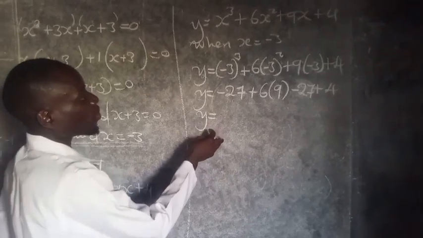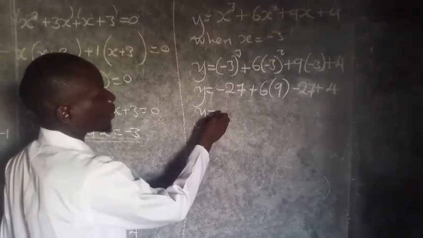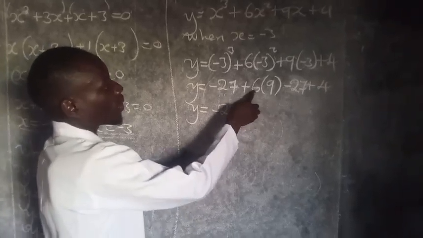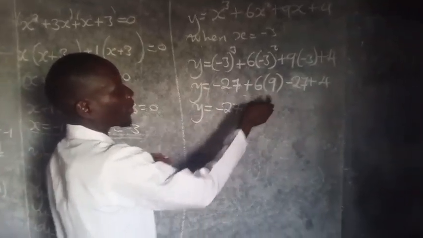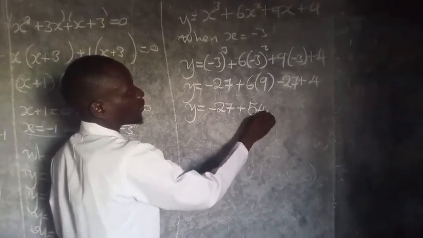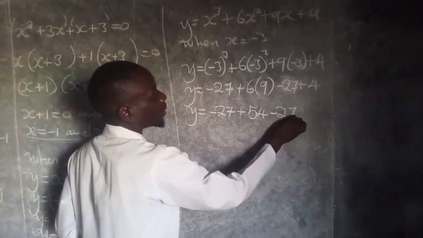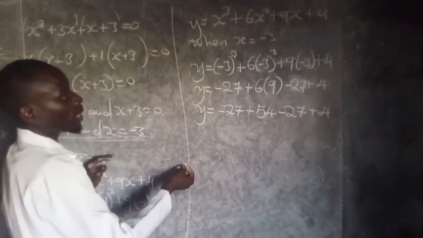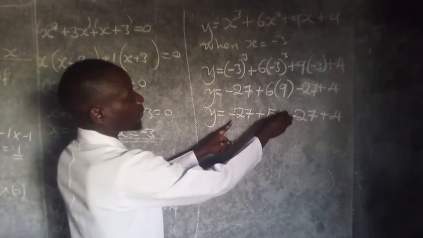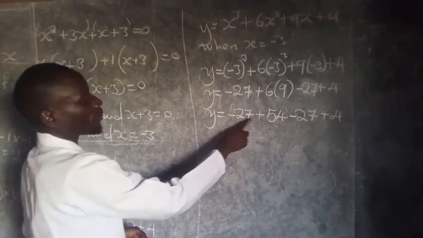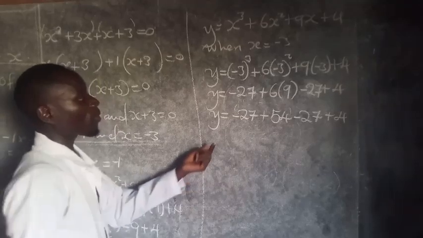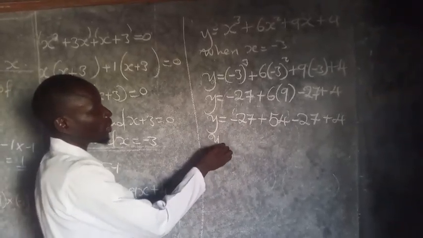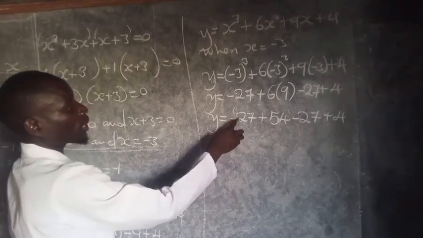Okay, so we are saying negative 27 plus, when we multiply 6 times 9, the answer will be 54. Then minus 27 plus 4. Thereafter, we are going to work out first with this. So we have different signs, and I said earlier, with different signs you subtract and get the sign from the bigger number. So you are saying y is equals to 54 minus 27.